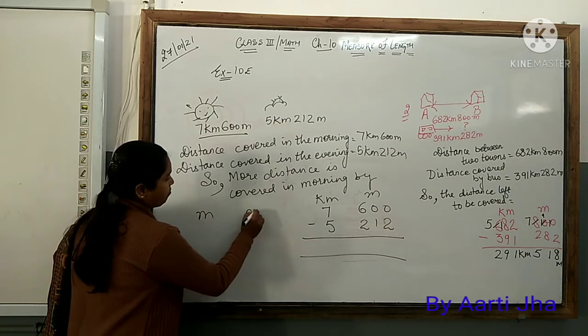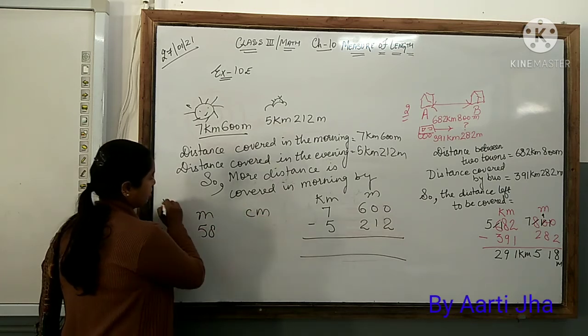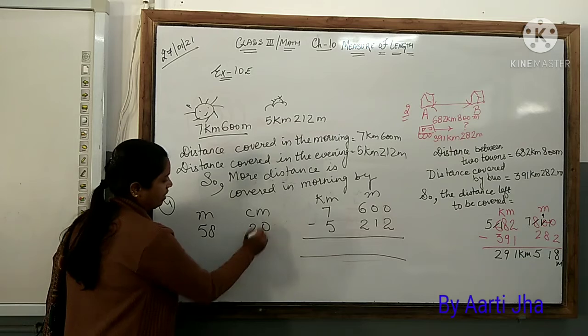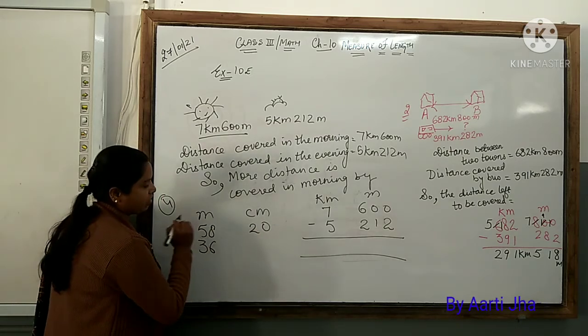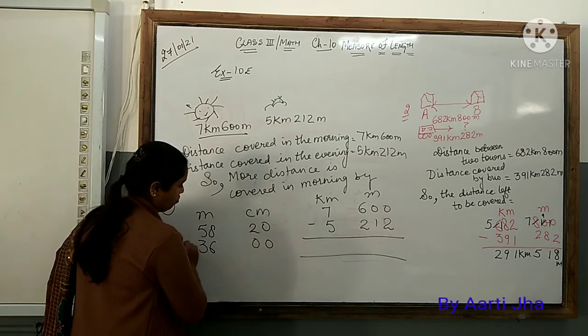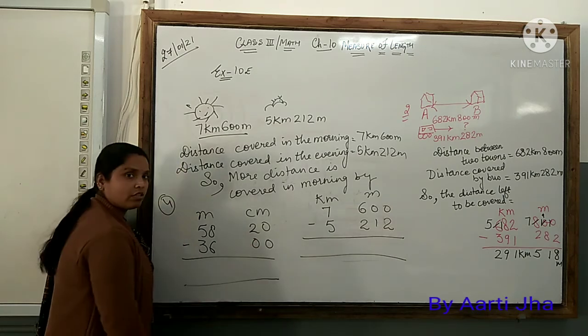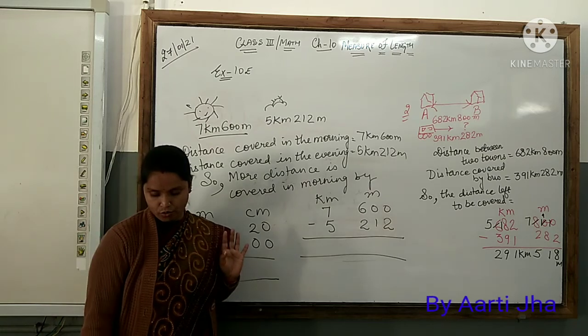How you will do the subtraction, children? You will make the column of meter and centimeter. 58. This is the fourth one. 20 here. And how much is used? 36 meter is used. So write in the column of meter, and here you write 0, 0. And do the subtraction. This is how you will do in question number 4.